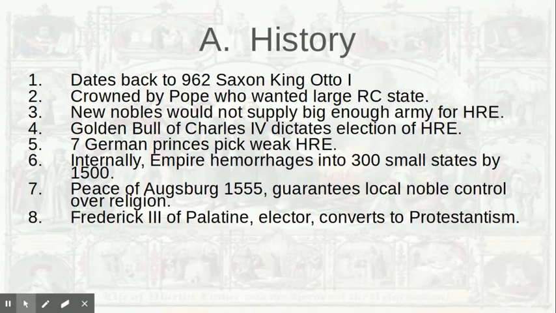Weakening it even further in 1555 was the Peace of Augsburg. The Peace of Augsburg settled kind of the first comparatively minor conflict, the Schmalkaldic Wars, over what to do about the Protestant Reformation. The Peace of Augsburg in 1555 guaranteed that the local noble will have a say over religion. So the local noble will control religion.